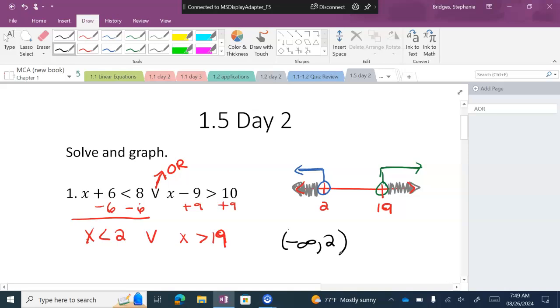So that represents my first solution area. But that is not the only solution area. I have another area that I have to represent as well. So on a graph, when we have 2 separate areas, we're going to have 2 intervals, and we're going to combine them with a U. That means union. Okay, so this one or that one. So we're going to put a little U in between.